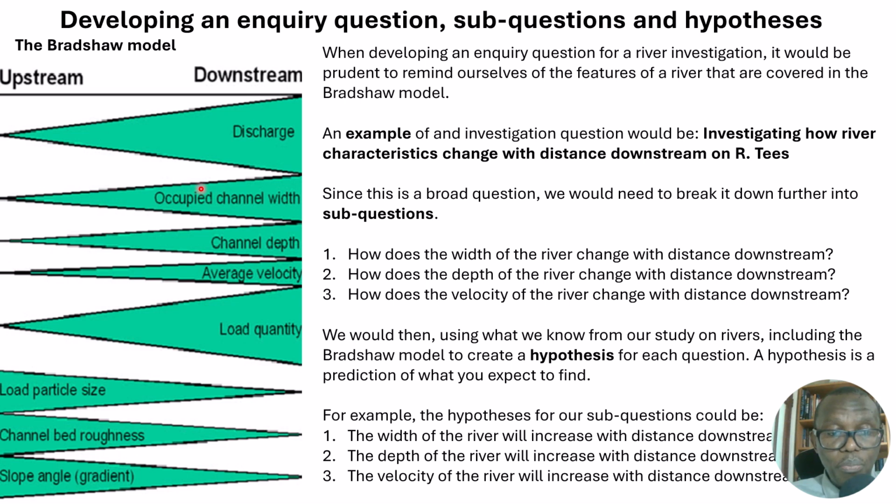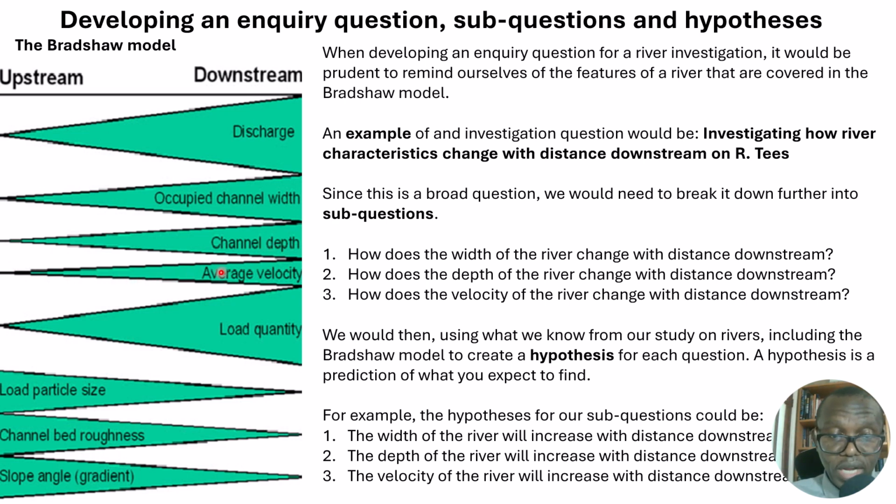Then you have the occupied channel width, which is another feature of the river, and in the upstream that will be quite narrow, and then as you go downstream, it's going to widen, so the occupied channel will become wider. And then the same for the depth. In the upstream, the river will be a lot shallower, and then as you move towards the downstream, the depth of that river channel is going to increase. Average velocity the same.